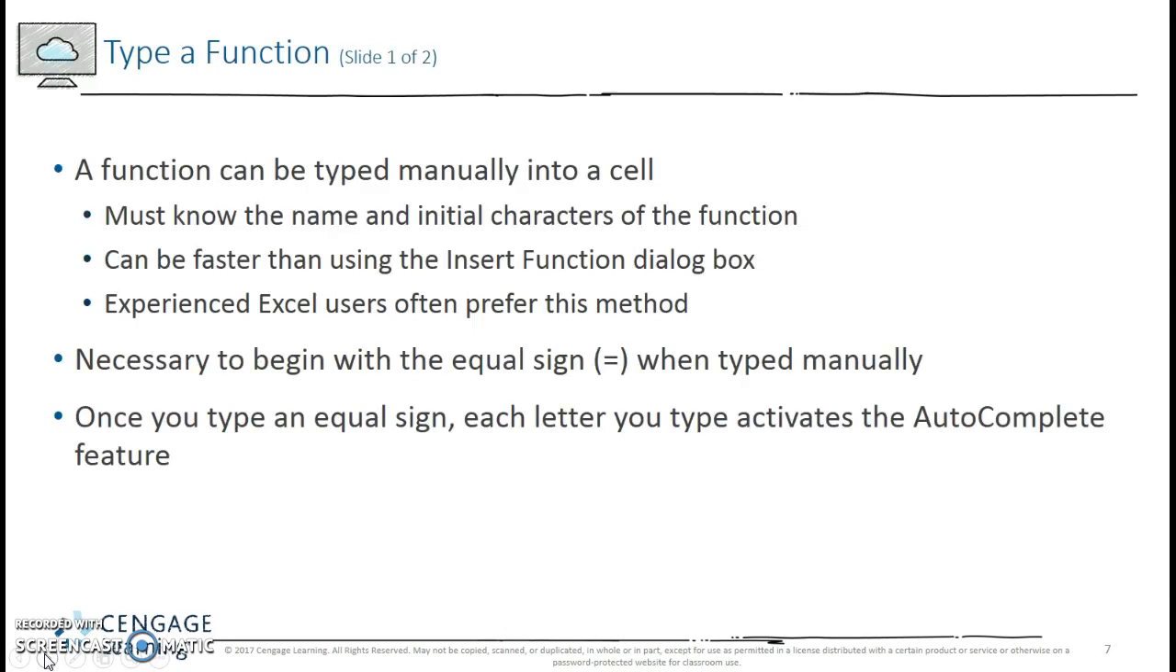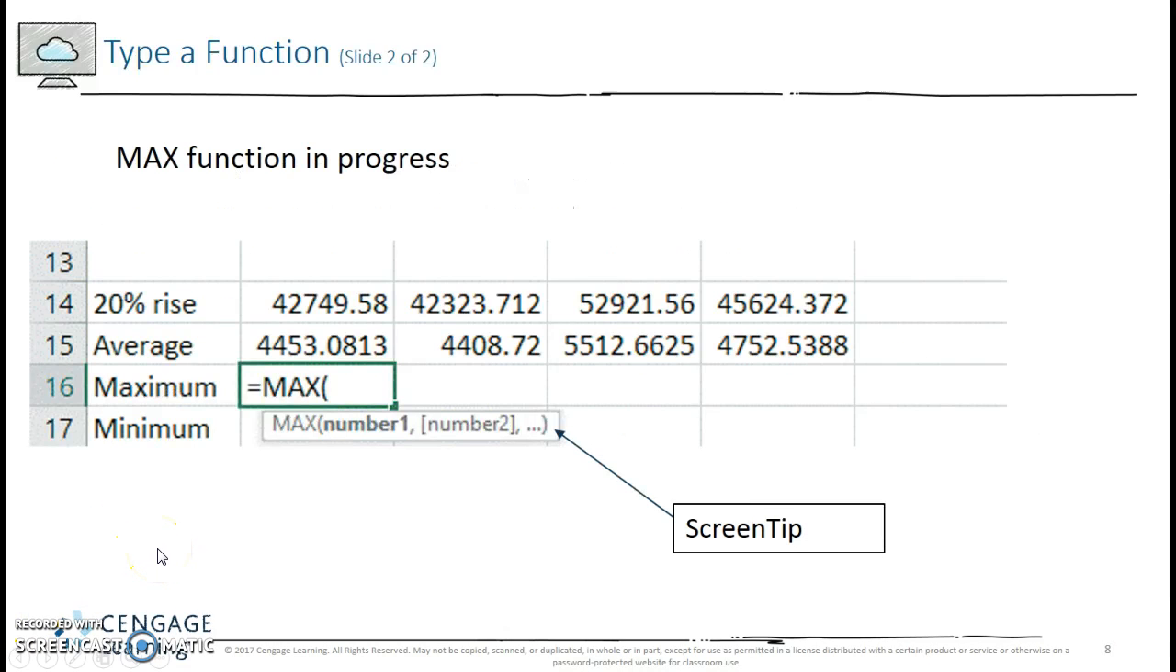It's necessary when you type in manually to begin with that equal sign. Once you type the equal sign, it activates what's called the autocomplete feature. So it's going to ask you to complete the function, or not the function, the formula. So if you take a look here, here's a perfect example. This is an example of the maximum function, and it's in progress. It's prompting you to complete that formula.